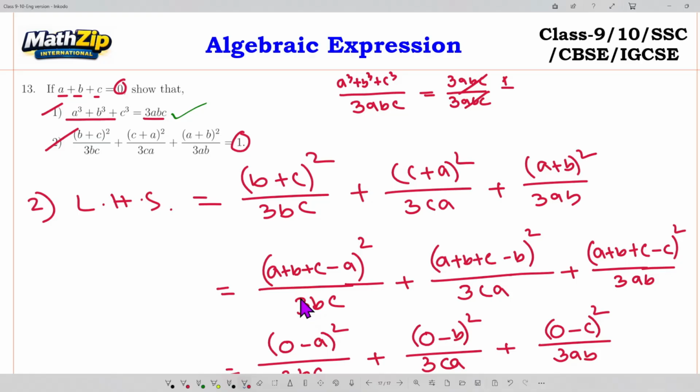Very important math we are trying to solve. I hope it will come in any kind of competitive examination, especially IGCSE, CBSE, SSC, or any kind of term examination.